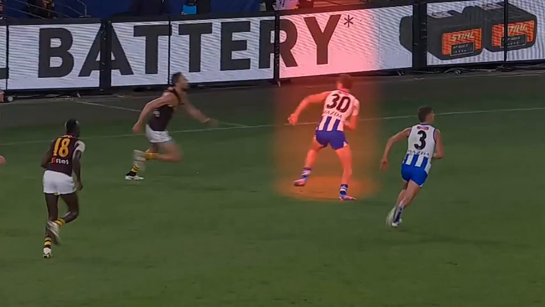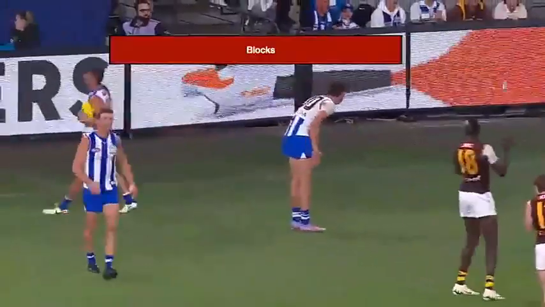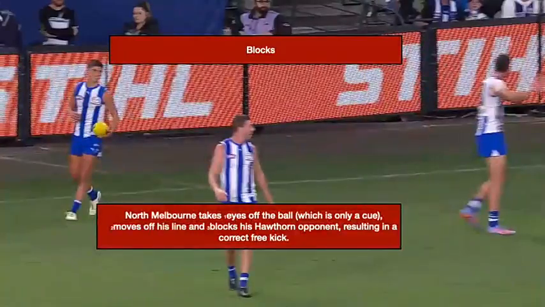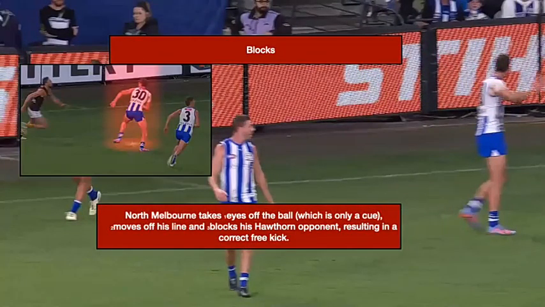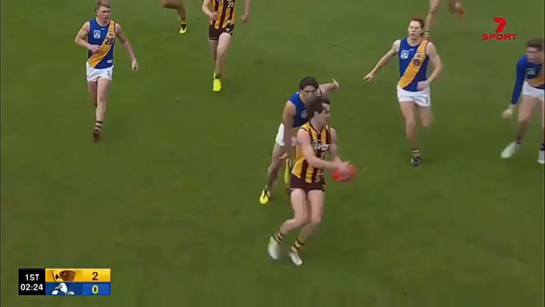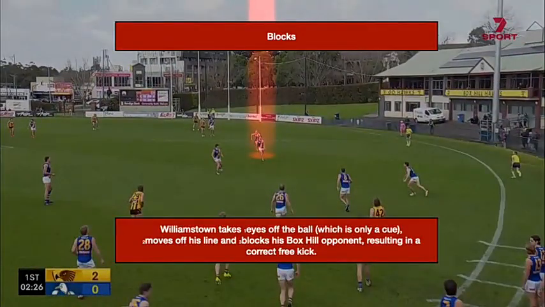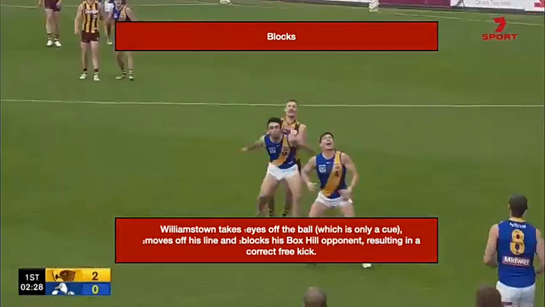Eyes not on the ball, on the player. That's a cue. But the block occurs. North Melbourne takes eyes off the ball, moves off his line, and blocks the Hawthorn opponent, resulting in the correct free kick. Williamstown takes eyes off the ball, moves off the line, and blocks the opponent.